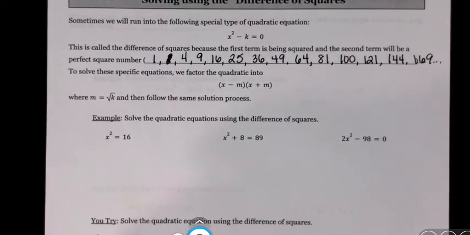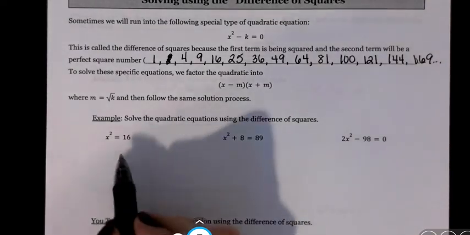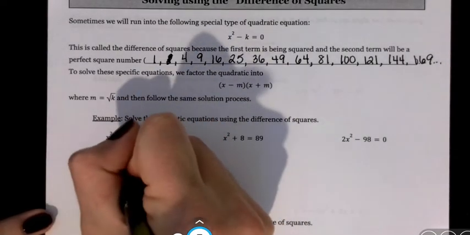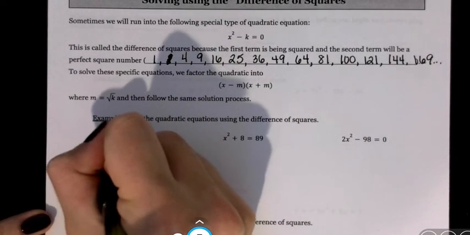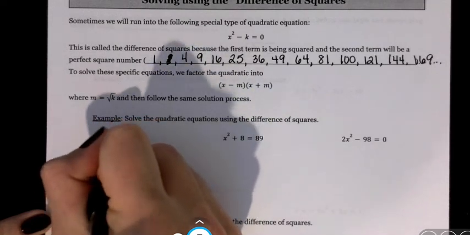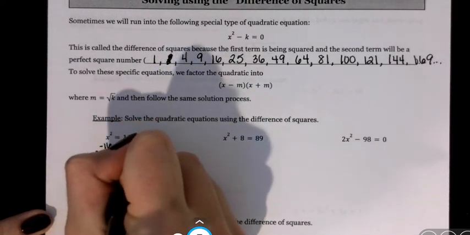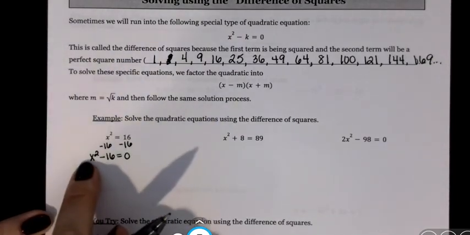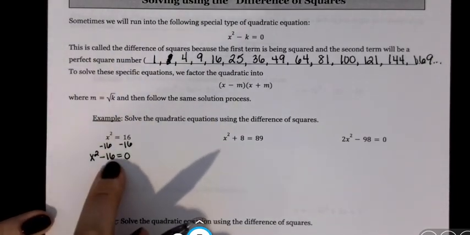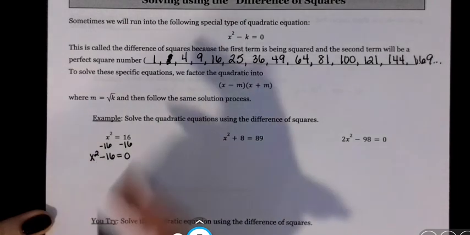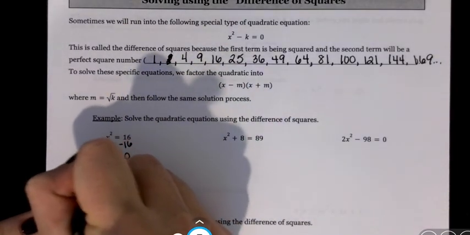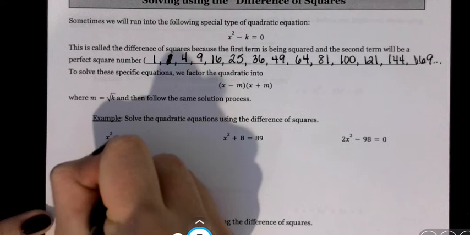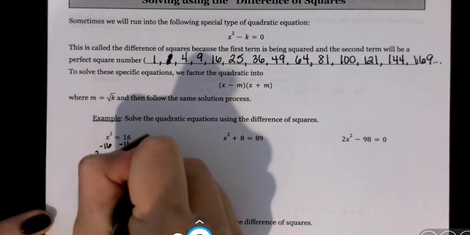What we want is we still want our equation to be equal to 0. So if I want to solve this using difference of squares, I'm going to subtract 16 from both sides first. So I have x squared minus 16 equals 0. Well, I have a perfect square here, and 16 is a perfect square, and I have a subtraction in the middle. So that means when I factor it, I'm going to have x plus 4 and x minus 4.